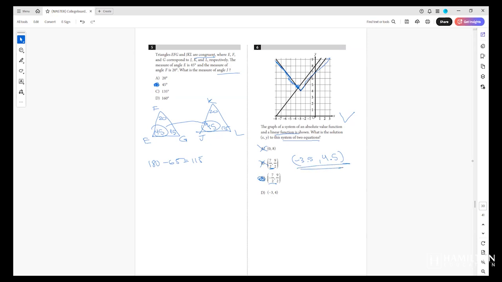That's pretty good. And then negative 3, 4 is this point, the vertex of the absolute value function, which we can eliminate too. So again, it wouldn't have to be exactly negative 3.5 based on this graph. It could have been negative 3.4, negative 3.6. So again, use your best estimation. All right, see you in the next one.